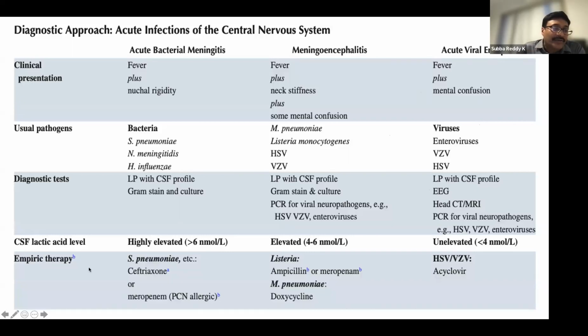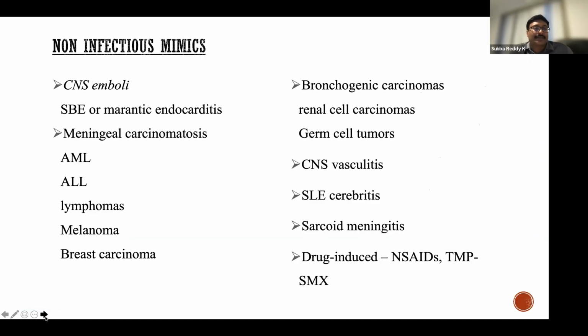And we know the empiric therapy: we start with ceftriaxone, or meropenem if they have penicillin allergy, and if you suspect listeria, we have to start ampicillin or meropenem. And then if you suspect mycoplasma pneumoniae, then we have to start doxycycline. And if it is viral, then we start acyclovir in these patients.